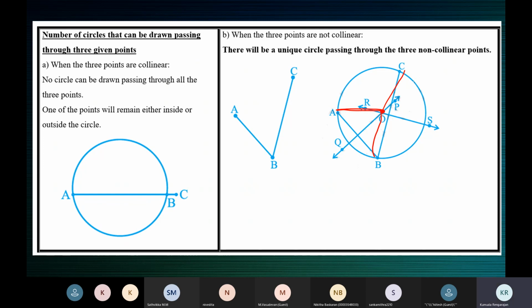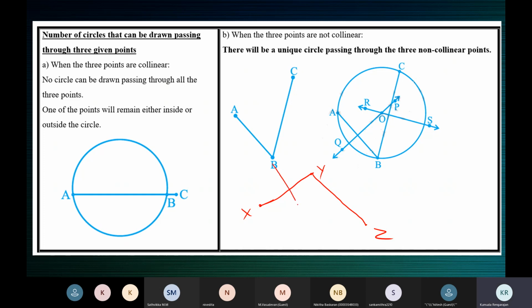When the points are not collinear, there is one and only one circle that can be drawn passing through these 3 non-collinear points. And how do we draw that circle? Simply take 3 points, X, Y, Z. These are the 3 non-collinear points. Join X, Y, and join Y, Z.